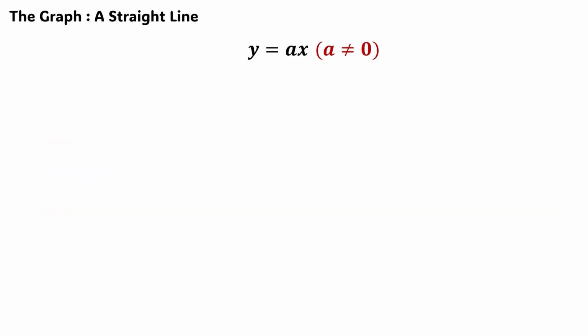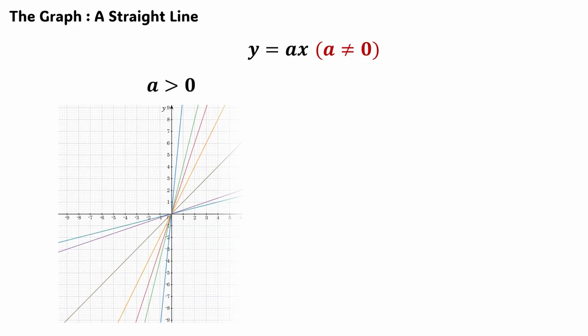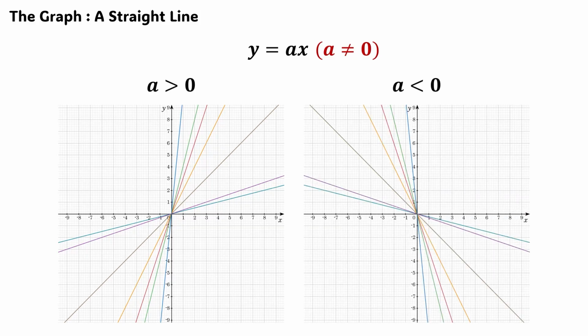First, a tells us the direction of the line. If a is greater than 0, the line goes up from left to right, passing through quadrants 1 and 3. For example, y equals 2x. If a is less than 0, the line goes down, passing through quadrants 2 and 4. For example, y equals negative 2x.